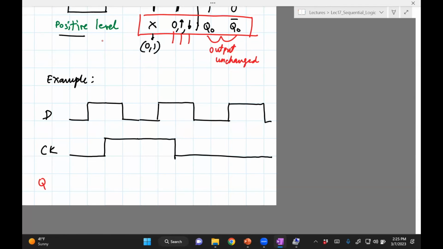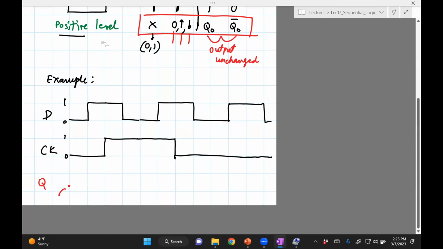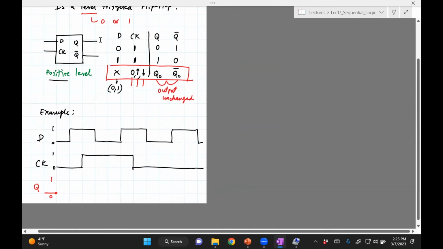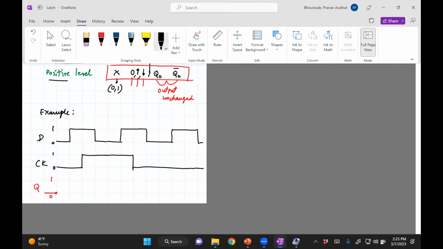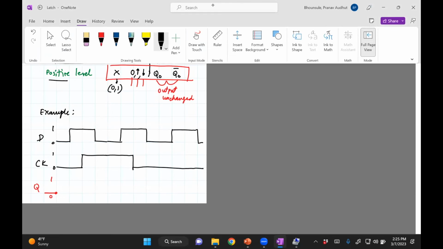Q. Okay, let's say that Q starts at 0. So we are now going to try to see how we can use this truth table in order to figure out what happens to Q. Right, so the question is, given D and CK, create the output Q. And for that, we need to look at the truth table.